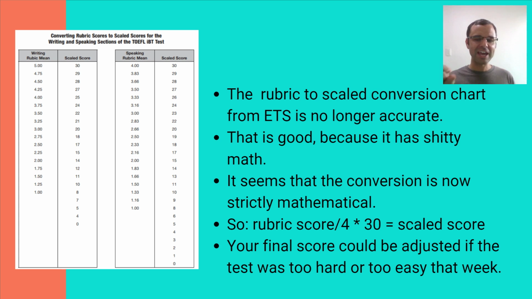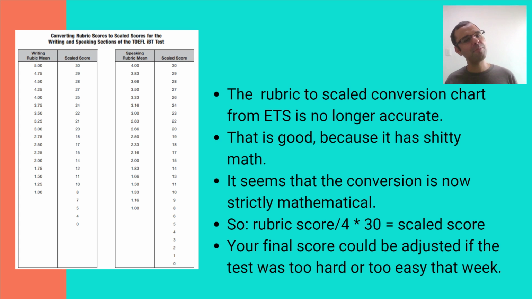Now, there is one more caveat. Your final scaled score, for all four together, could be adjusted up or down by ETS if the test was determined to be too hard or too easy in a given week. So say your real score is like 25, right? But if ETS has decided the test was too easy this week, they might just nudge it down to 24. Or if they thought the test was too hard, they're going to nudge it up to 25. Could happen. And I've had pretty much sort of unofficial confirmation from ETS about this point. That's something they kind of keep close to their chest, though.